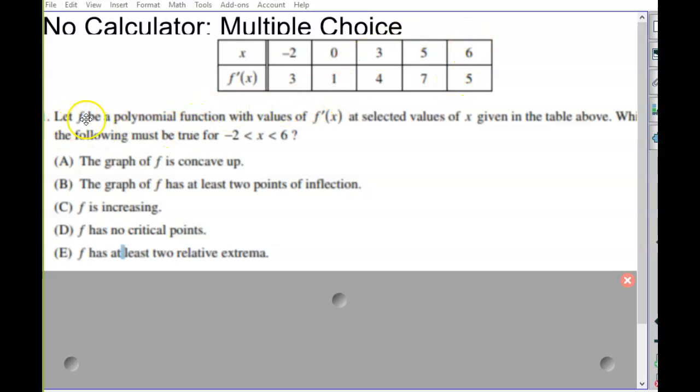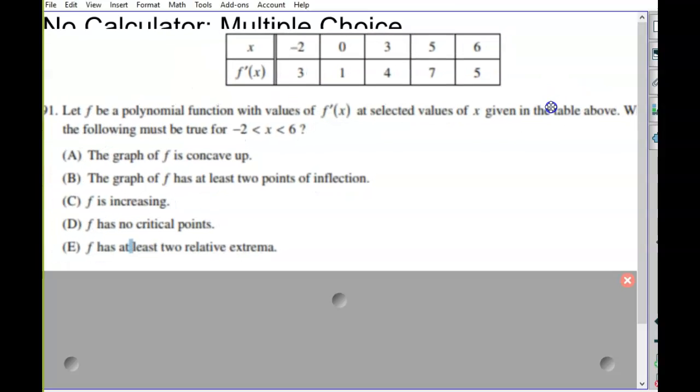So let y be a polynomial function where the derivative of select values is given in the table above. So here's the derivatives. It says, which of the following must be true from the interval from -2 to 6? Well, the graph is concave up. If the graph is concave up, that means that the second derivative is positive. Now, we don't have the second derivative, but if I did the slope between these points, the slope should always be positive. And if that's true, then the option will be A.